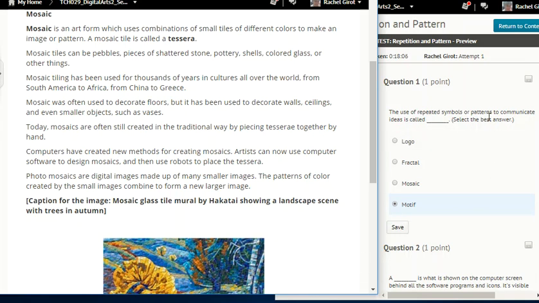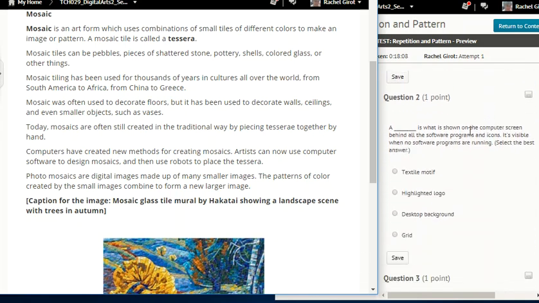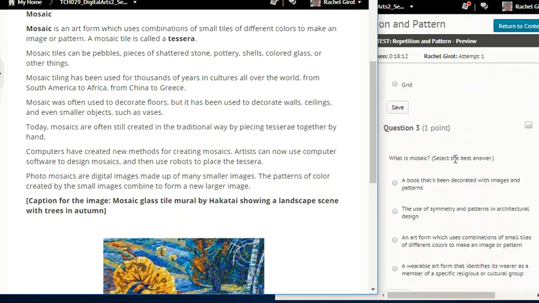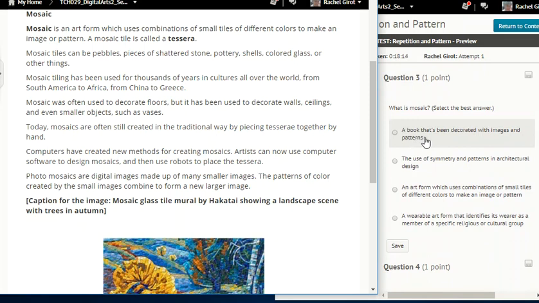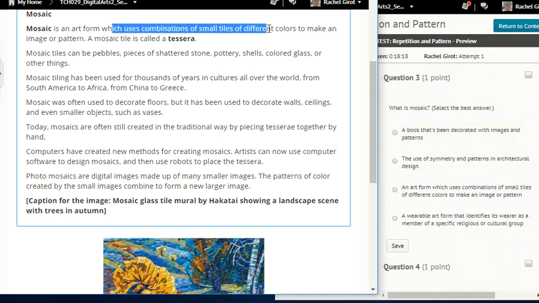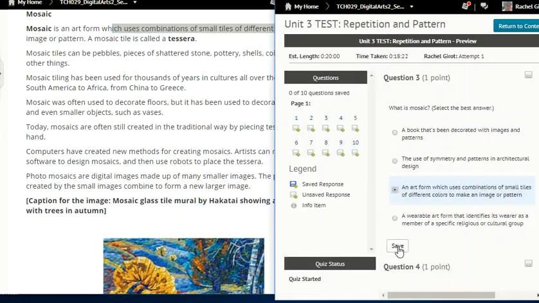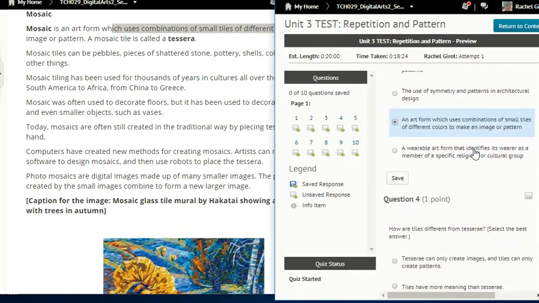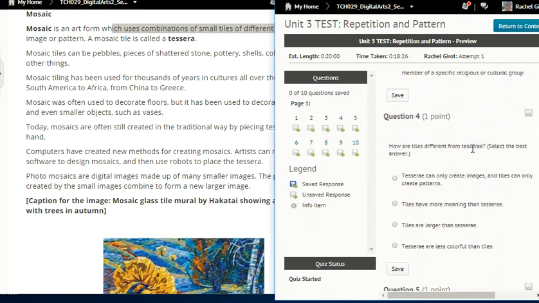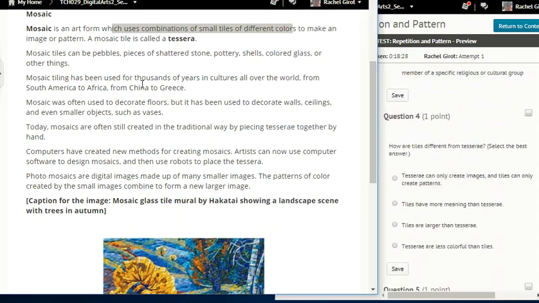Now, I know we had a question about mosaics, so let's look at what it is so we know what we're looking for. What is a mosaic? It is an art form which uses combinations of small tiles. Let's see. Here it is right there. Bam! Click save. Okay, but there was something else. It says, how are tiles different from tesserae? So let's keep reading.